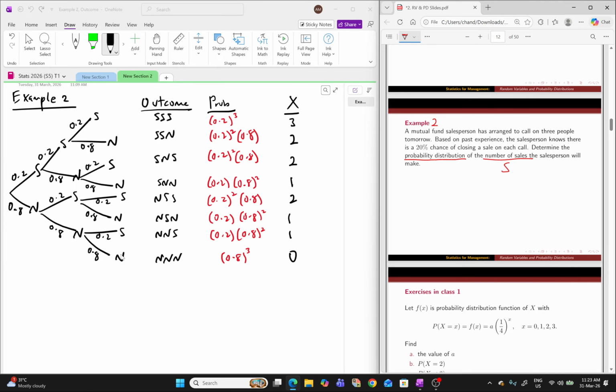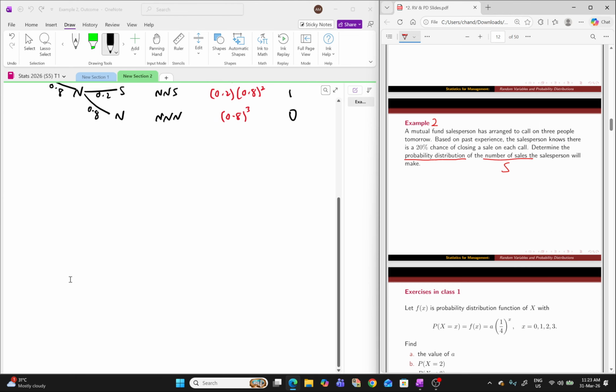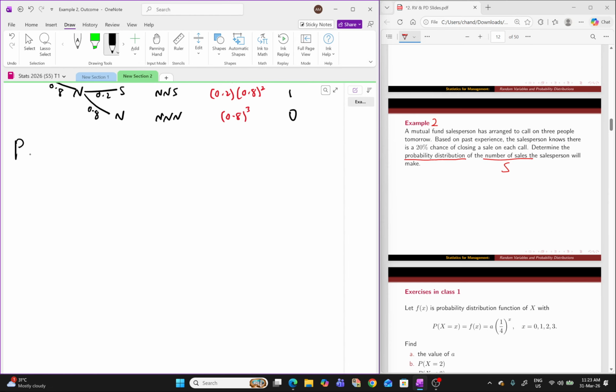Then from here we are going to come out with the probability distribution table. Most of the questions you will use this one and also the function. The graph is just for your knowledge. So I'm going to draw the table here.